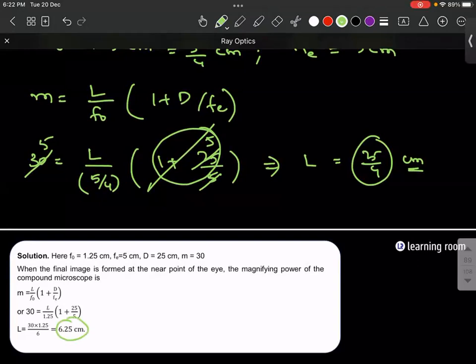Sir, I have a doubt, sir. Tell me that. Sir, generally, we consider tube length as the distance between the two lenses kept, sir. Yes, it is between the optical centers of them.